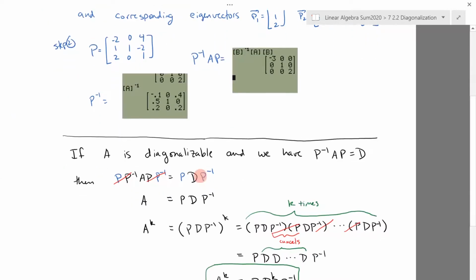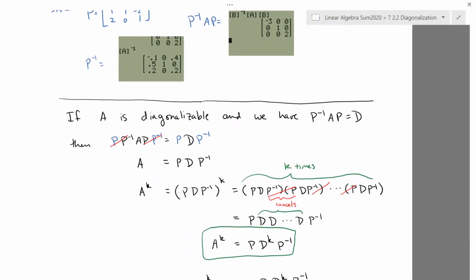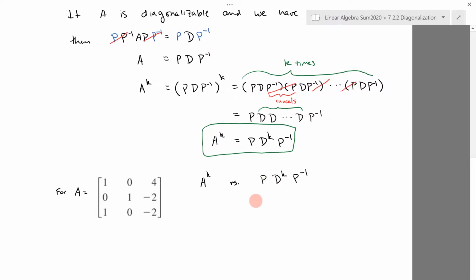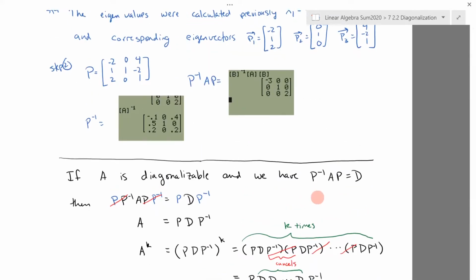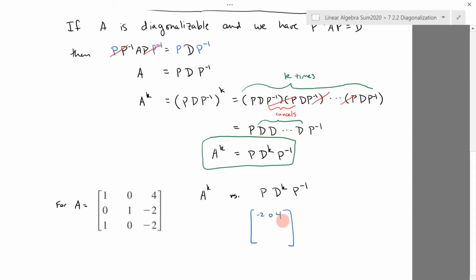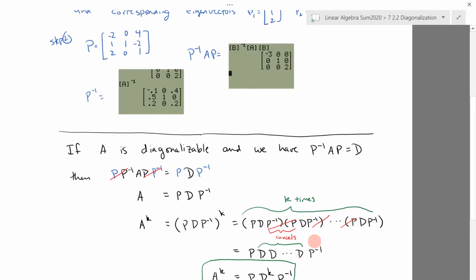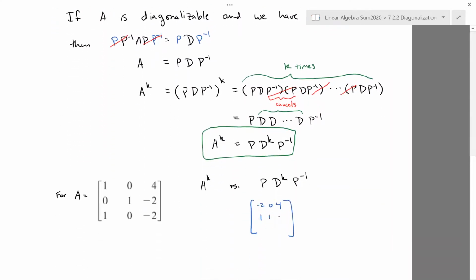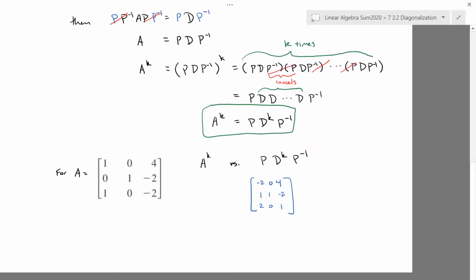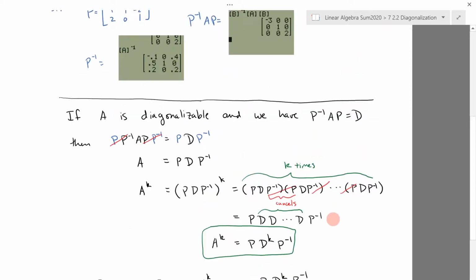It was this thing, right? So okay, so this P written out would be this P, right? So negative 2, 0, 4, 1, 1, negative 2, 2, 0, 1, and then D to the k. Okay, so what is D to the k?